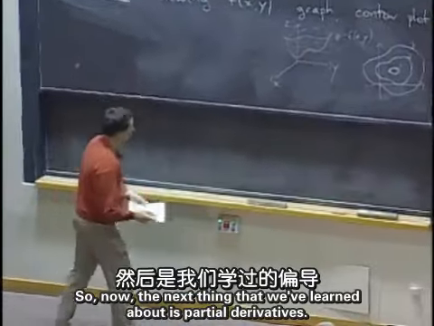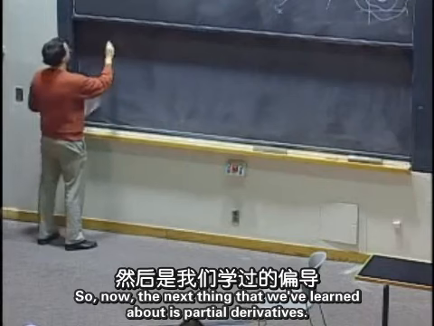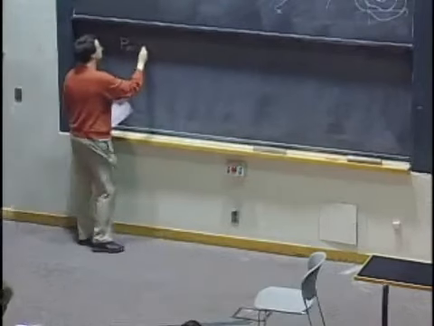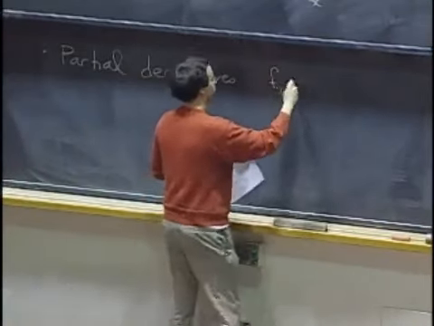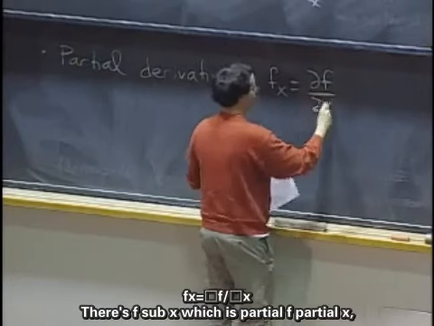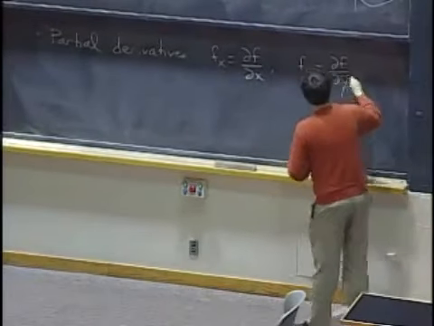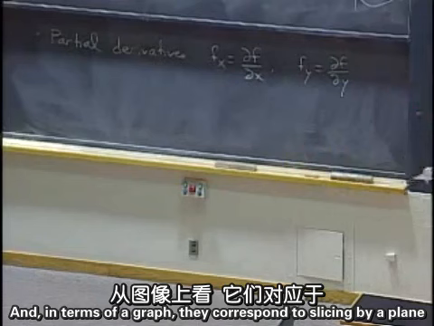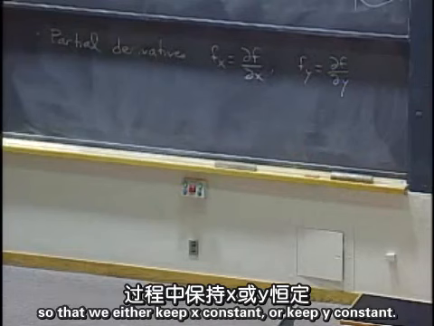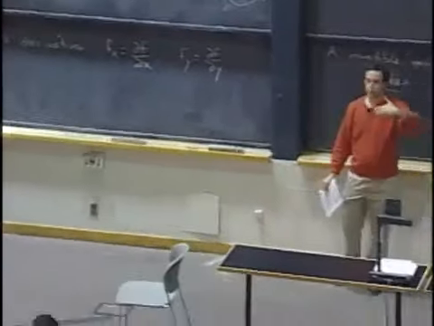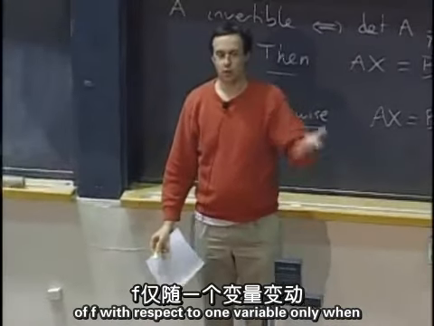So now, the next thing that we've learned about is partial derivatives. So for a function of two variables, there would be two of them. There's f sub x, which is partial x, and f sub y, which is partial y. And in terms of a graph, they correspond to slicing by a plane that's parallel to one of the coordinate planes, so that we either keep x constant or keep y constant. And we look at the slope of the graph to see the rate of change of f with respect to one variable only when we hold the other one constant.